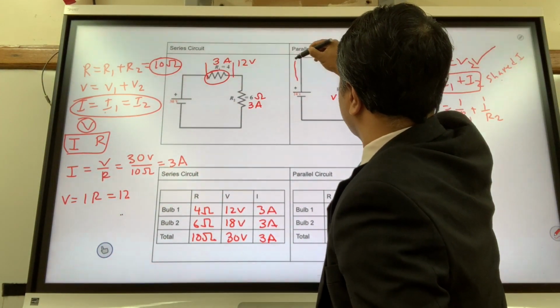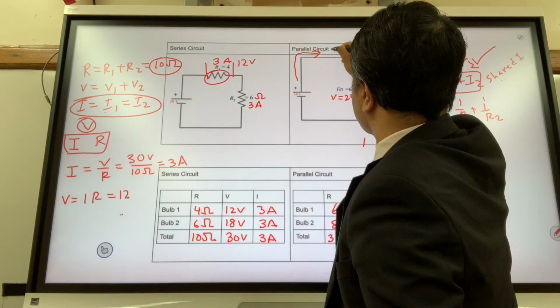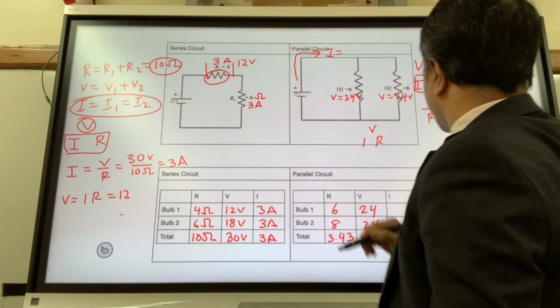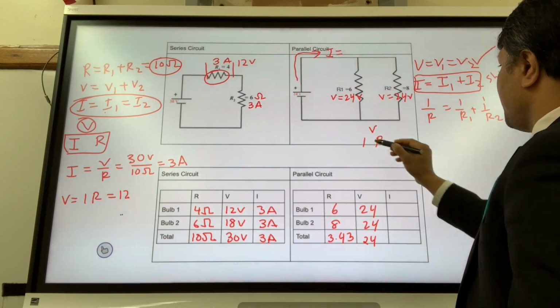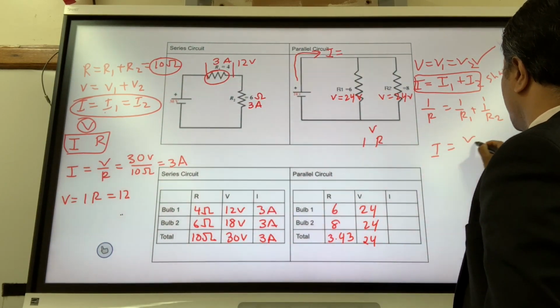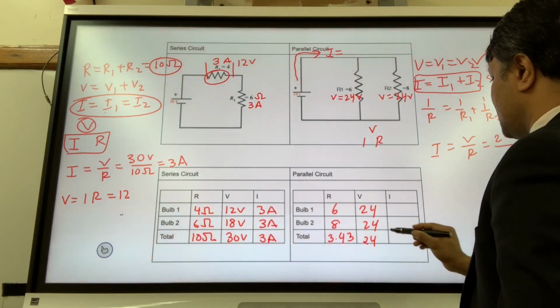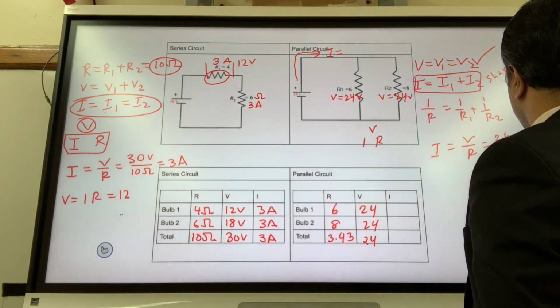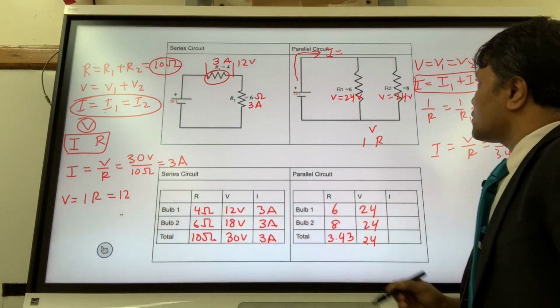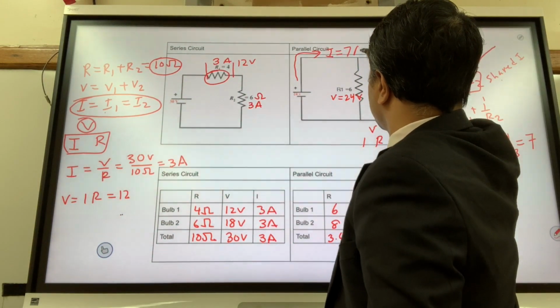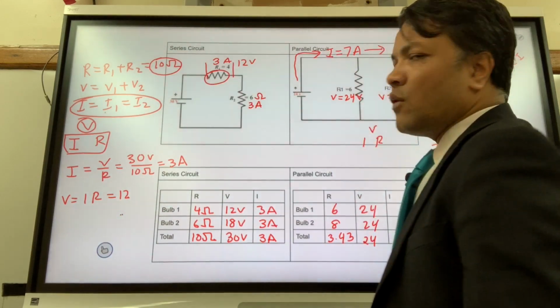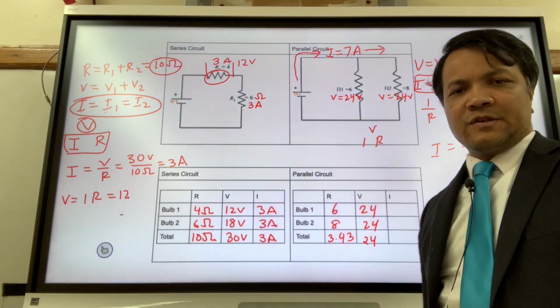How much current flows in a clockwise direction? So what would be the total current? The total current would be V over R. So V is 24 and R is 3.43, and that would be 7. So the total current is 7 amps. 7 amps flow from the positive terminal to the negative terminal.